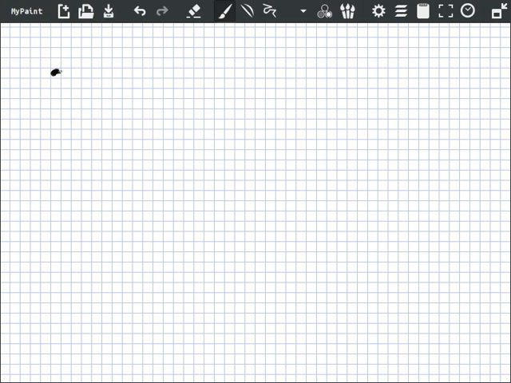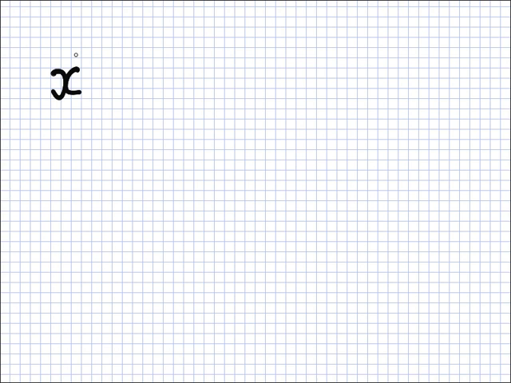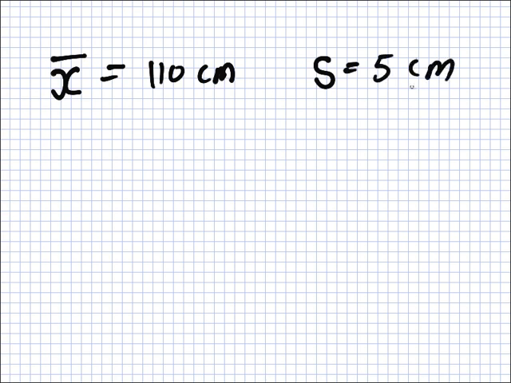Suppose I give you some data. Oh, by the way, sometimes the letter S is used for standard deviation. So let's say the average is 110 centimeters, and we'll say the standard deviation is 5 centimeters. So I know that my data is mostly going to be near 110 centimeters. Right?